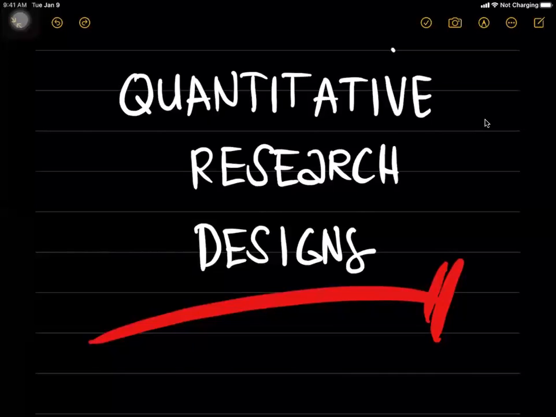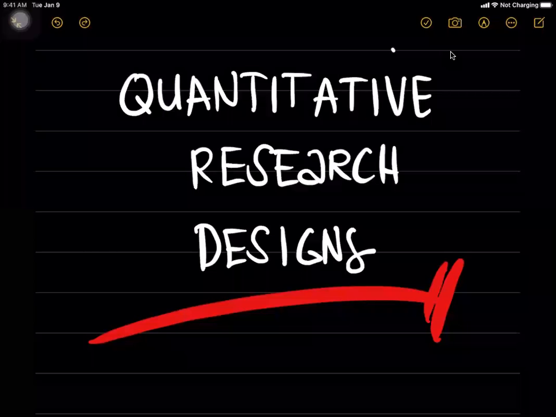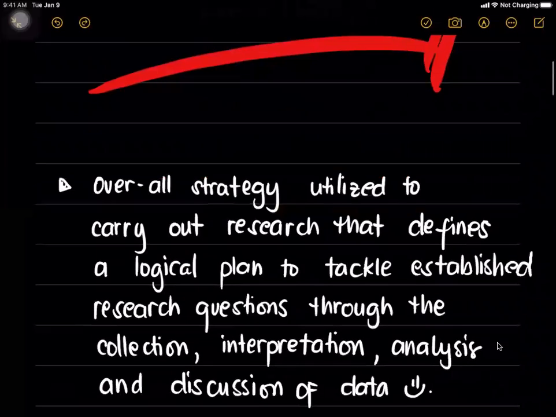Now, here we will be learning about different approaches in research, and you might find similar terms or similar concepts that you probably would have encountered already in the past. Okay, so let's get started.